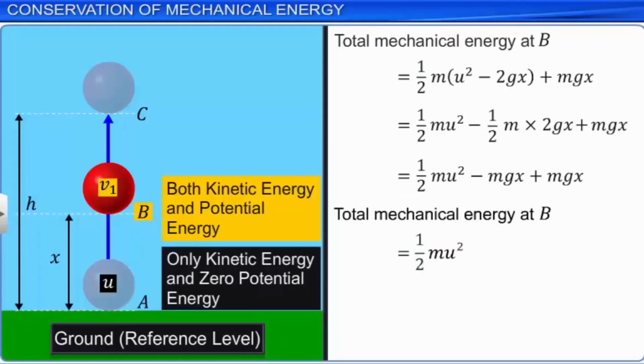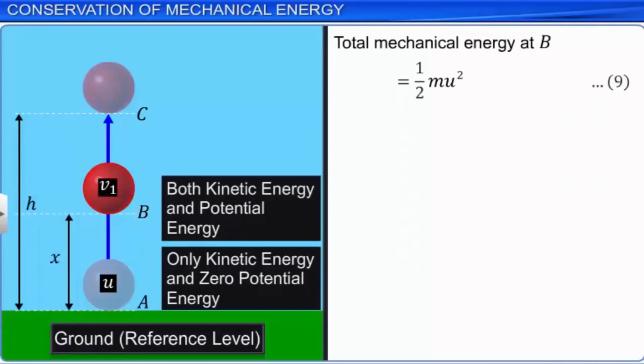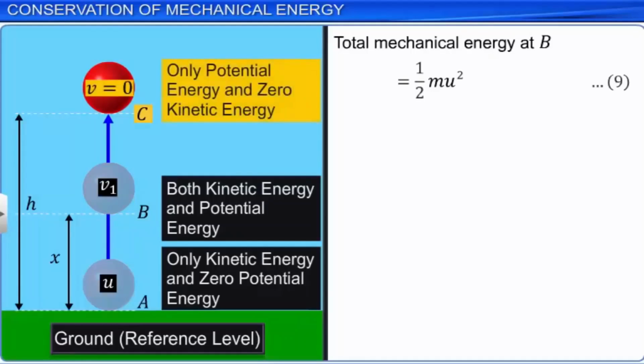Let this be equation 9. When the body reaches point C, that is, the maximum height, it has only potential energy and zero kinetic energy, as the velocity at this point v is 0. Its total mechanical energy at C is denoted by mgh. Let this be equation 10.